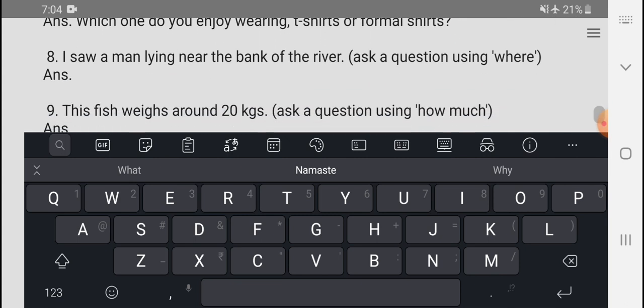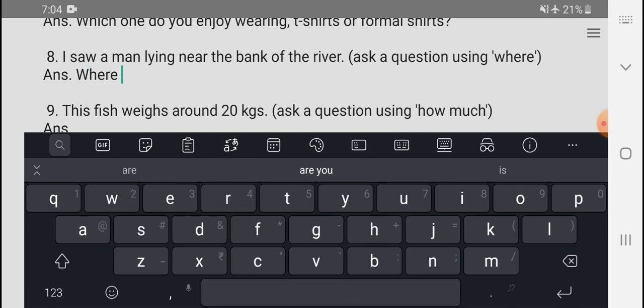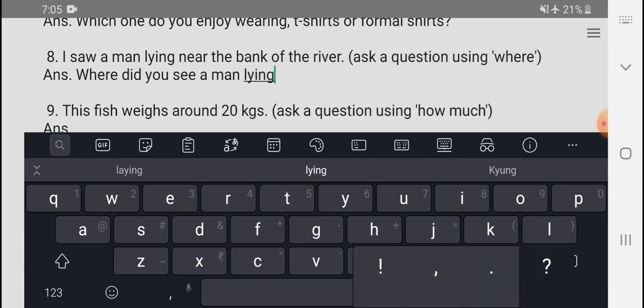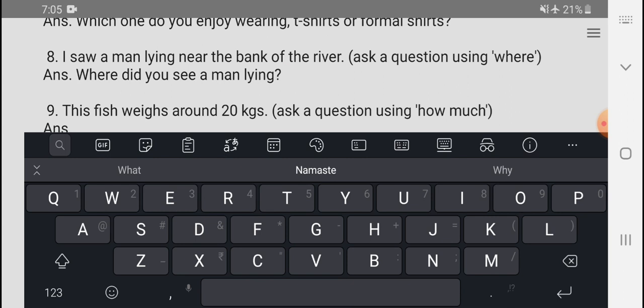I saw a man lying near the bank of the river. Ask a question using where. Answer for this is near the bank of the river. So where, so is in past tense, means did. Where did you see a man lying? Answer would be I saw a man lying near the bank of the river.